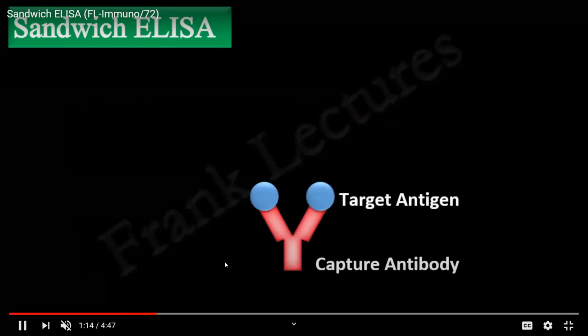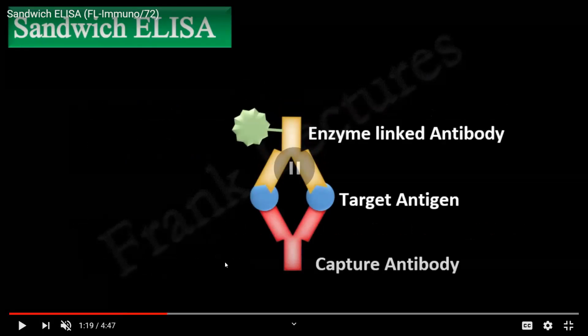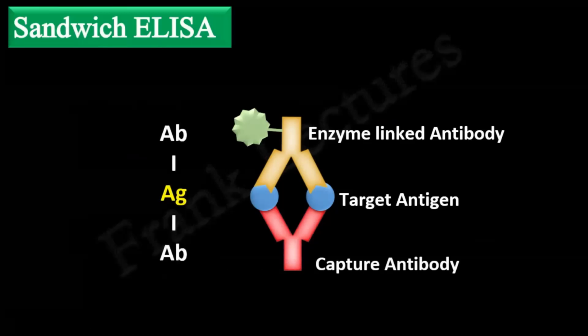So we learned how the sandwich ELISA is performed. To perform it, as I told you, we require two antibodies and one antigen. Here you see the first one provided is the capture antibody. Then in between will be the target antigen, and on top of it another antibody will be added, and that antibody will have the enzyme linked to it. So that will be the enzyme linked antibody. These three elements are necessary to complete the sandwich ELISA.